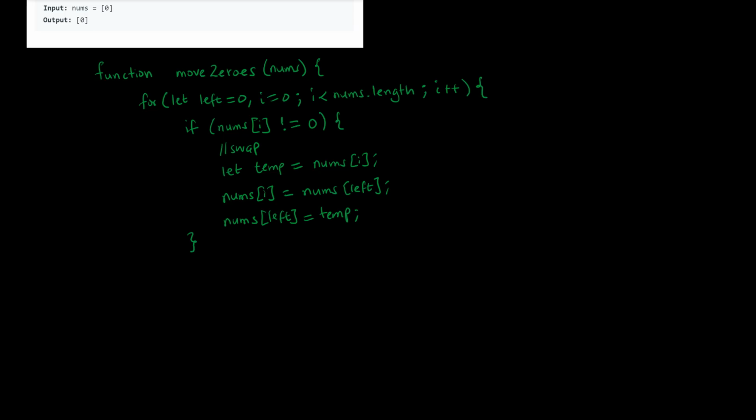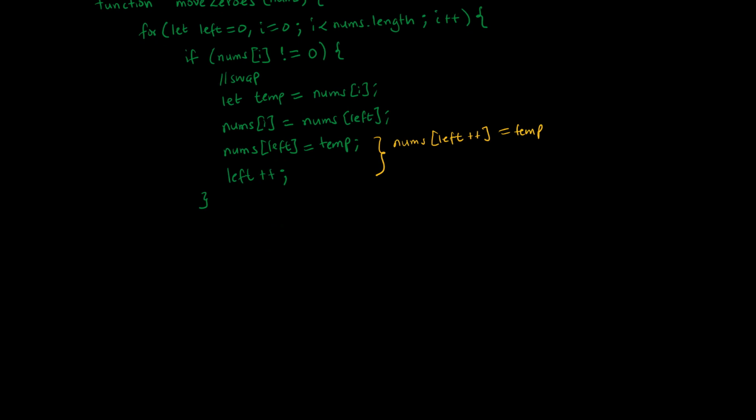Once you've swapped, one thing I forgot, you need to increment left. Because we've been doing it stepwise, let's just add left = left++. But remember, you can do it in one line, with nums[left++] going to temp. But just because we were doing everything stepwise, let's skip the steps. You can do it in one line like that. And then that's the end of our for loop, and then that's the end of our function.